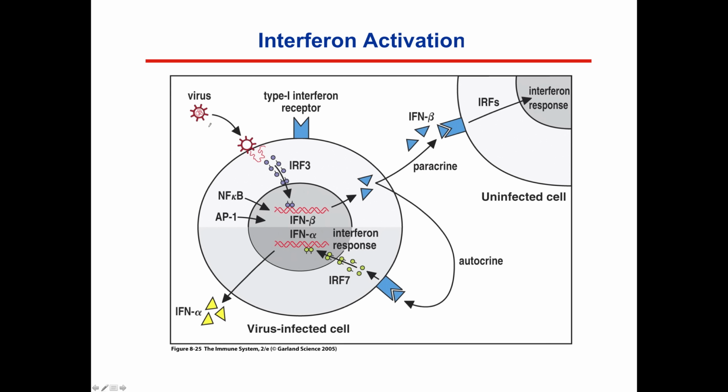You see there's a virus that infects. When it infects, there's a series of activations that occur that lead to the transcription of interferon alpha and beta. There's a paracrine and an autocrine component to this, in which the interferon beta leaves, binds to the receptor on the uninfected cell, and a response is then given.